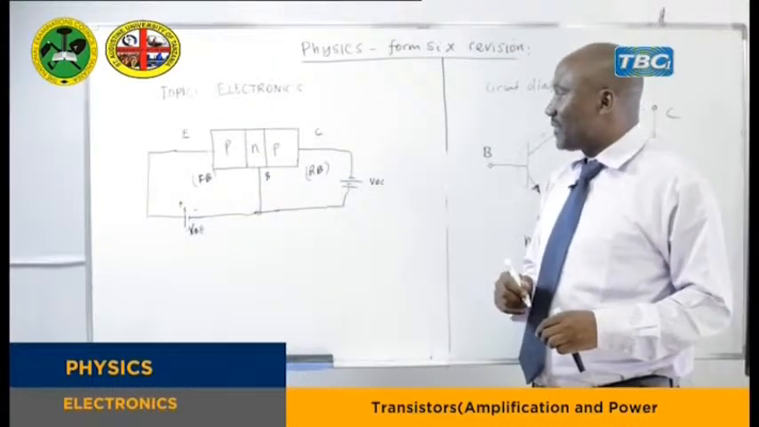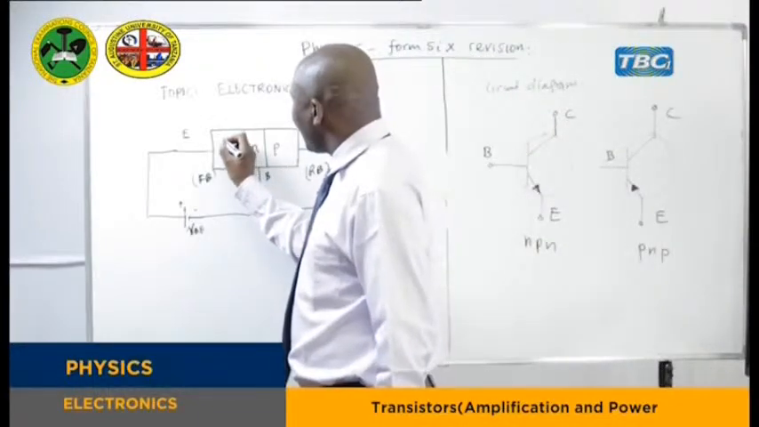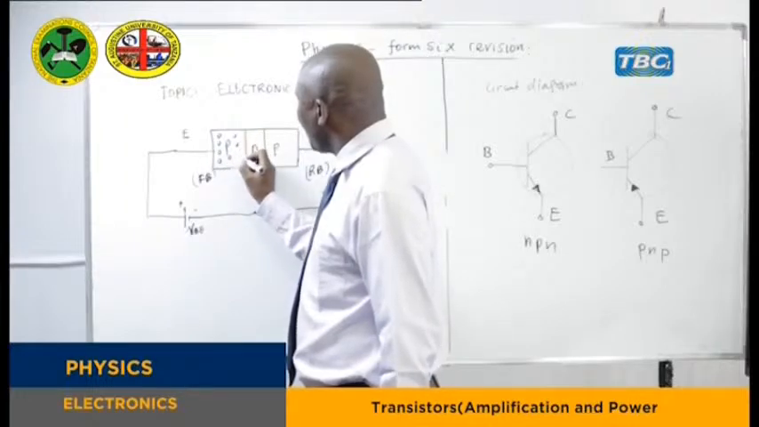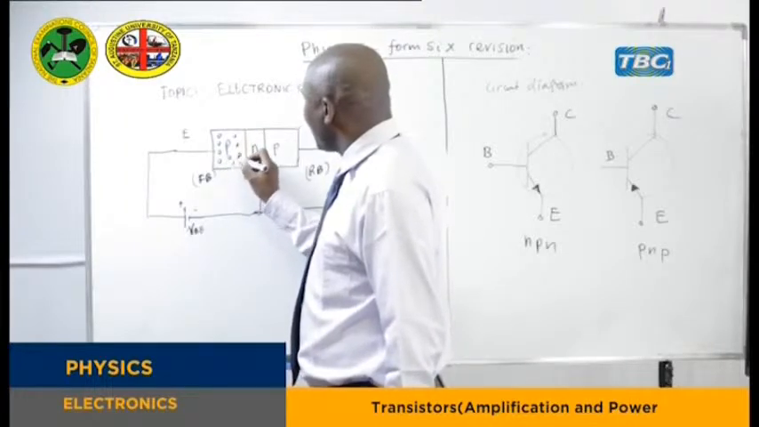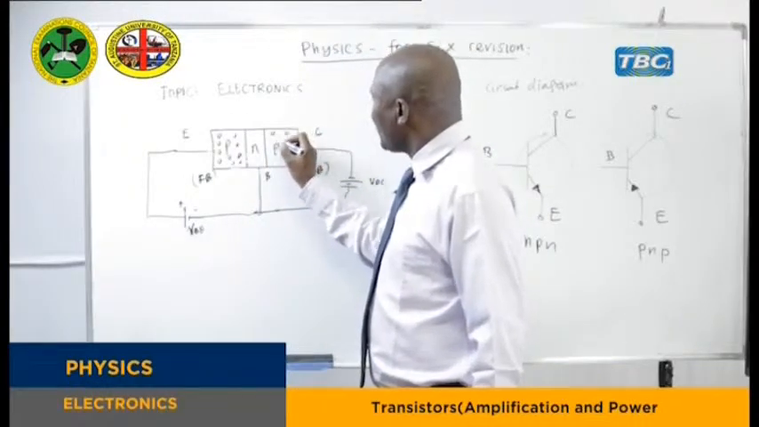Now, by this arrangement, you can see, since we have these inside here, we have holes. The symbol for holes we normally use is this, and we have very few electrons here. And then most of these are holes.